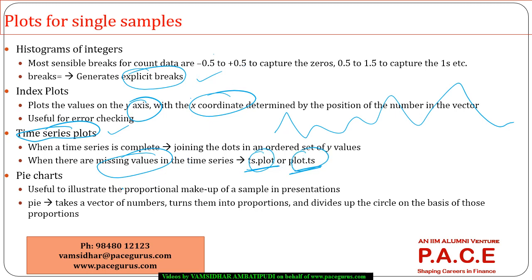Then moving on to a pie chart, we have already talked about it for the proportional makeup of the sample in the overall presentation. I want to do a breakup of the total into individual components. That is where I can very well use the pie chart. It takes a vector of numbers, converts them into proportions, and based on that divides the whole circle and allocates the proportions across the circle. So these are different kinds of charts that we can typically plot on your data, very useful for single sample kinds of plots.